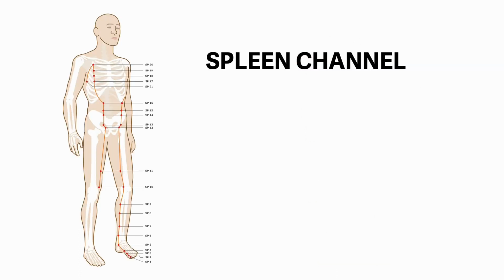Spleen channel is the official in charge of transformation and transportation. It is a dwelling place of the yi, governs the thinking processes. The two earth officials guard the storehouses and granaries. The spleen zhang is involved in blood production and immune system development.